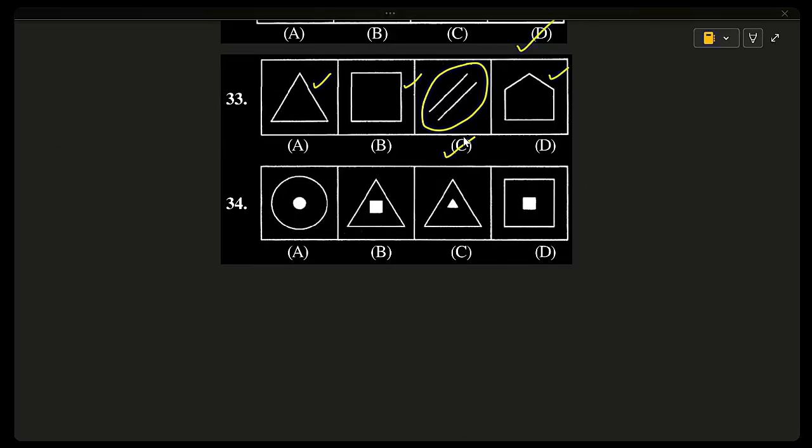And 34, circle, circle, triangle, triangle, square, square. But here it is triangle and this is square. So the odd one out is B.